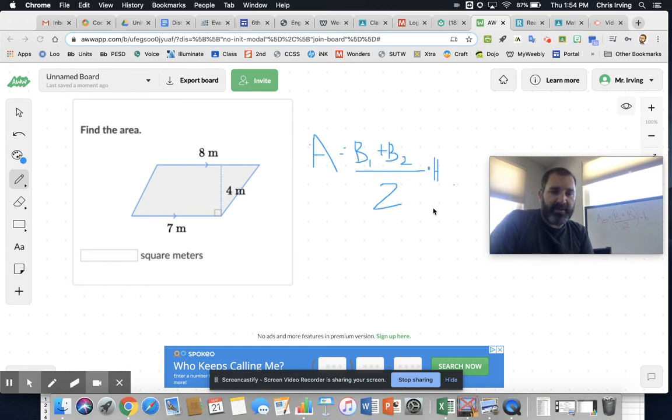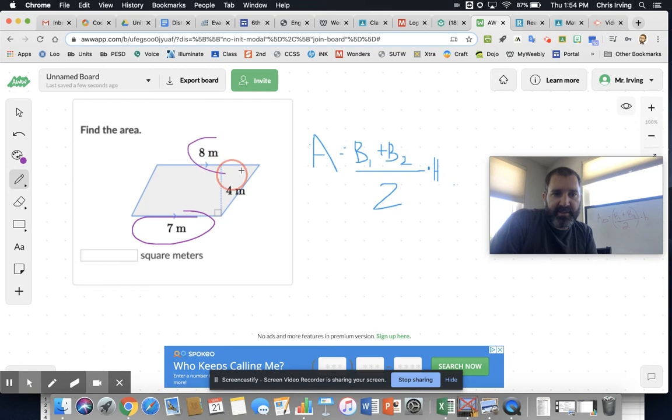Listen. Here are the two bases. When you look at this trapezoid right here, you have to understand this is going to be the first base, but when you flip the trapezoid over and turn it 180 degrees, this can also be the base. Those are your two bases. Those are the two numbers that you want to add. So there it is, 7 plus 8. If I replace my base 1 and my base 2 in this equation, I get 15, don't I? 7 plus 8 is going to be 15.